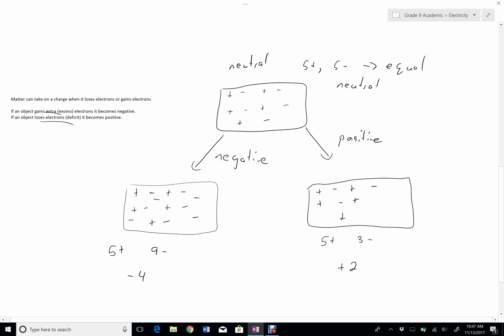So when matter gets a charge, it gains or loses electrons. It never changes the number of protons it has. Protons are big and in the middle. They don't like to change. They're really hard to get out of there. They only really change in nuclear reactions. Alternatively, electrons, which are light and on the outside, can be lost or gained by both physical and chemical means. And so we can get positives or negatives by either getting extra electrons or having a deficit of electrons.